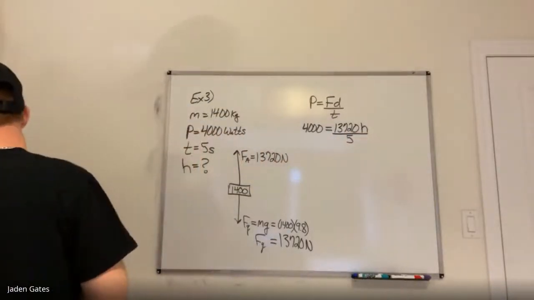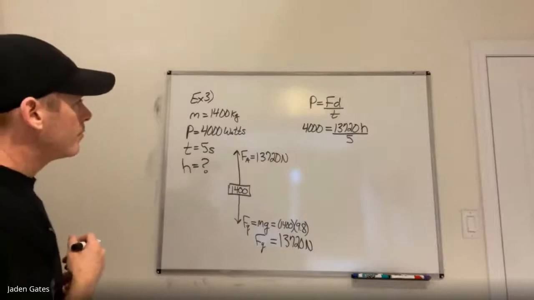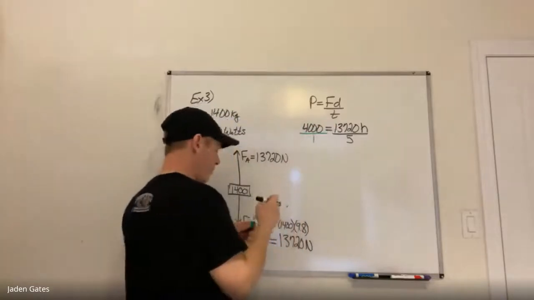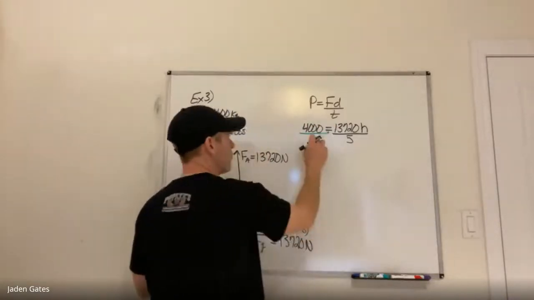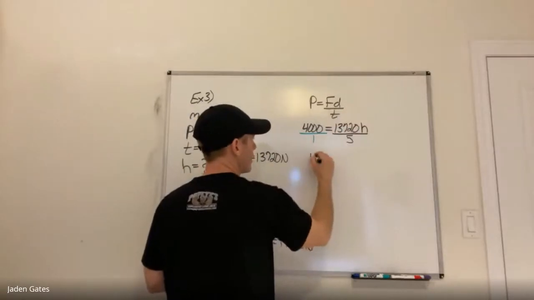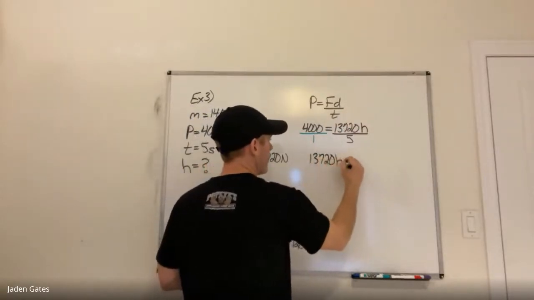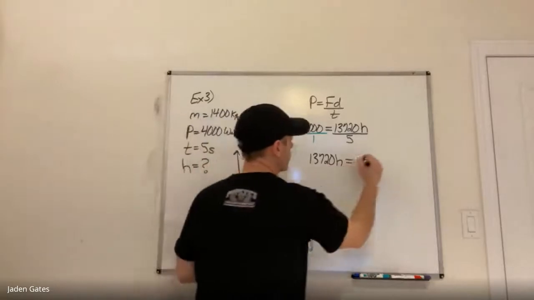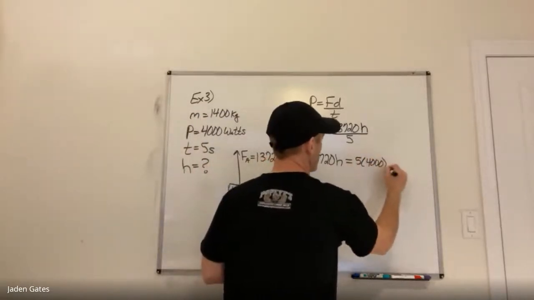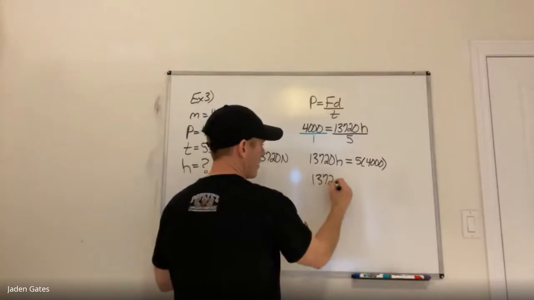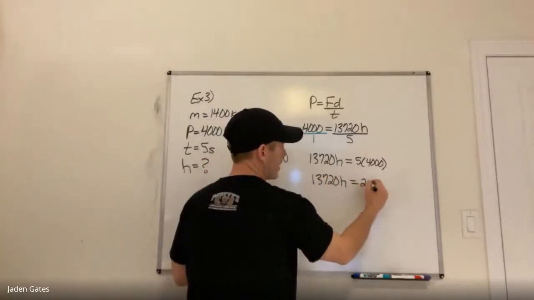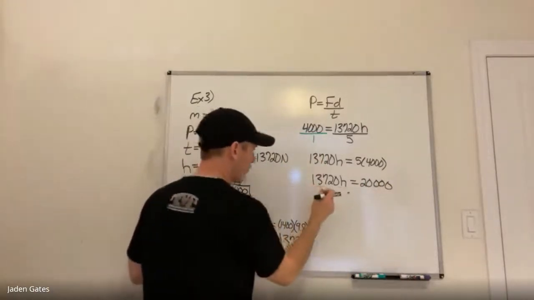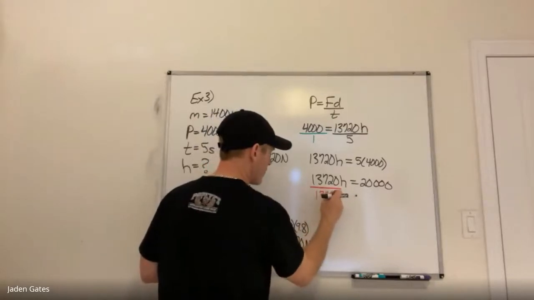All right, so I've got a fraction equaling a fraction, so I can cross multiply. So I have 1 times 13,720 times h. Then I've got 5 times 4,000, which is just 20,000. So I get 13,720 h equals 20,000. And of course, the last step here is to divide by my numerical coefficient, which is my 13,720 here.